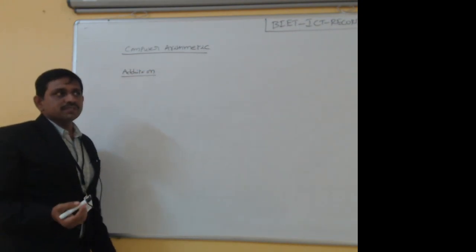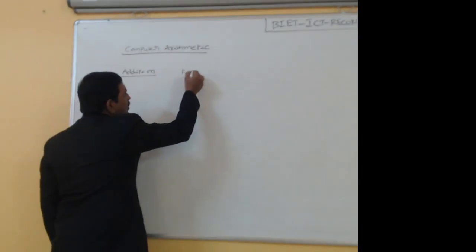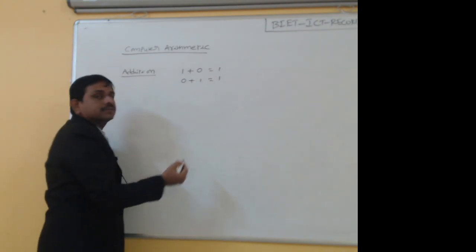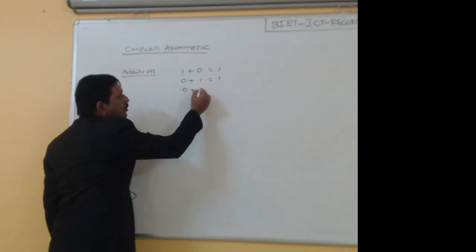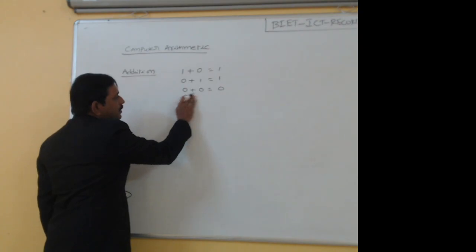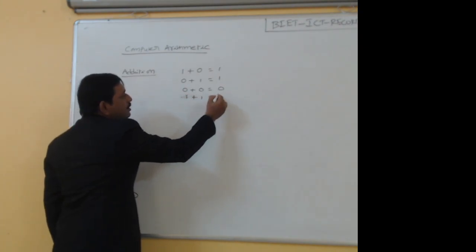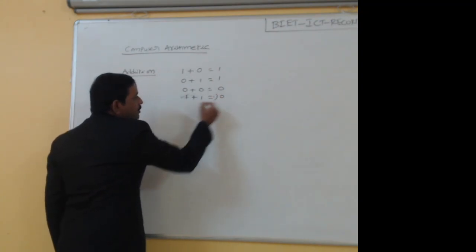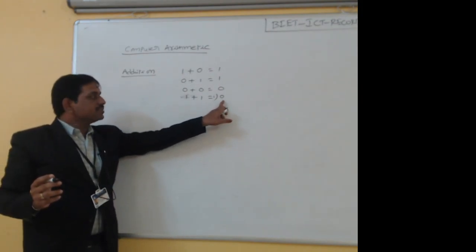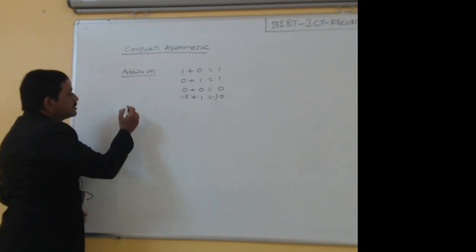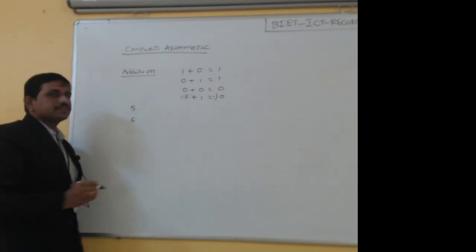Addition of two numbers. Any two bits we can add: 1 plus 0 equals 1, 0 plus 1 equals 1, and 0 plus 0 equals 0. 1 plus 1 equals 0, and the carry is 1. Then in any addition of two numbers, suppose we take 5 plus 6.